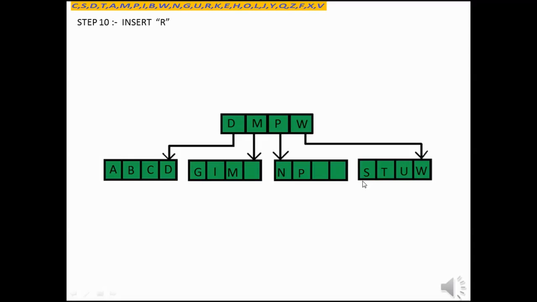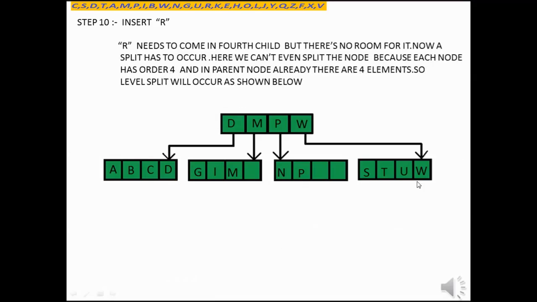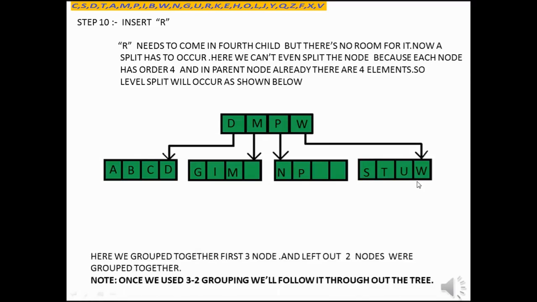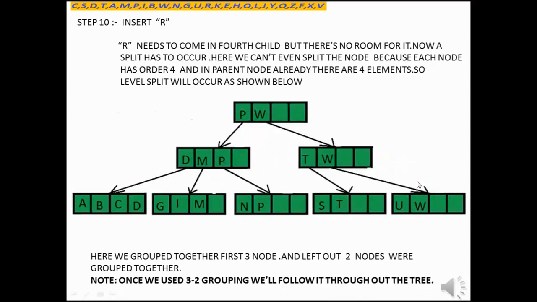So now we'll come to the level split. It's a very easy step. We'll do the grouping here. See, first divide the node as usual, ST and UW, right? And write all the nodes in a single line, right? So we'll get the nodes ABCD first node, GIM second node, NP third node, ST fourth node and UW fifth node, right? Now group the first 3 nodes and the last 2 nodes together.